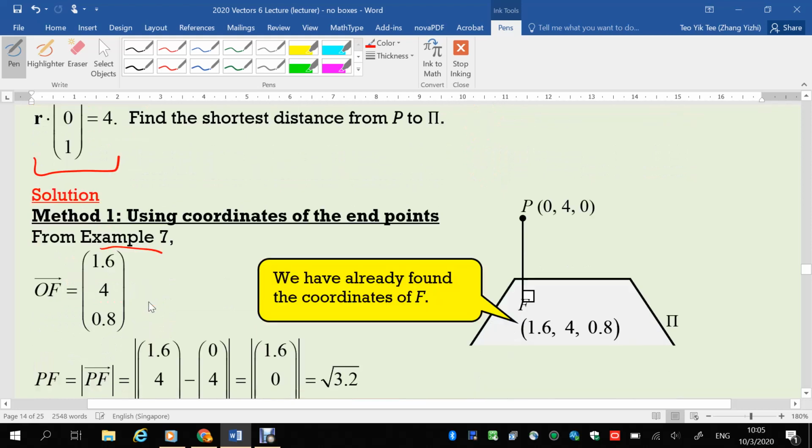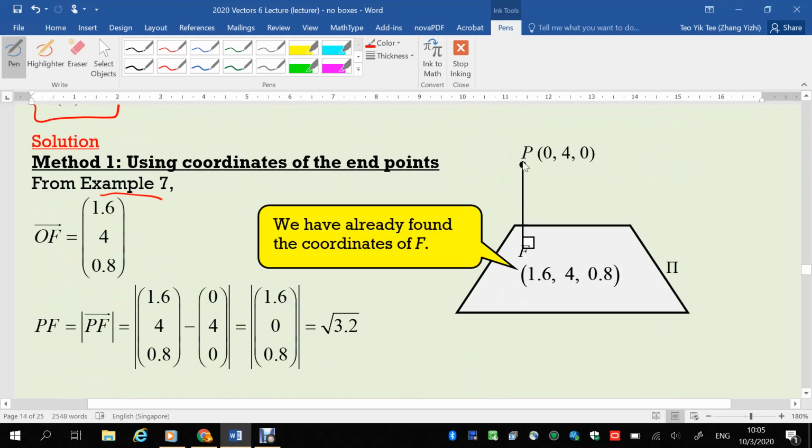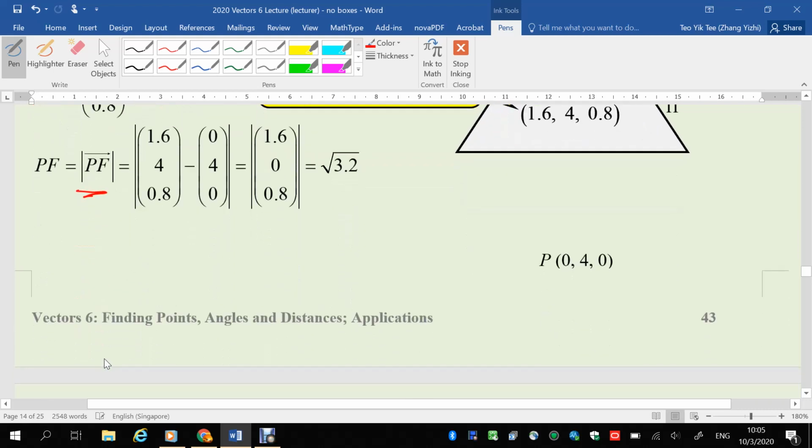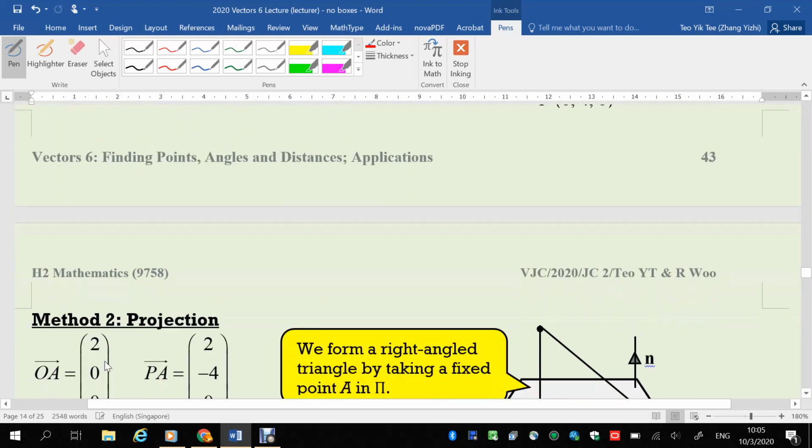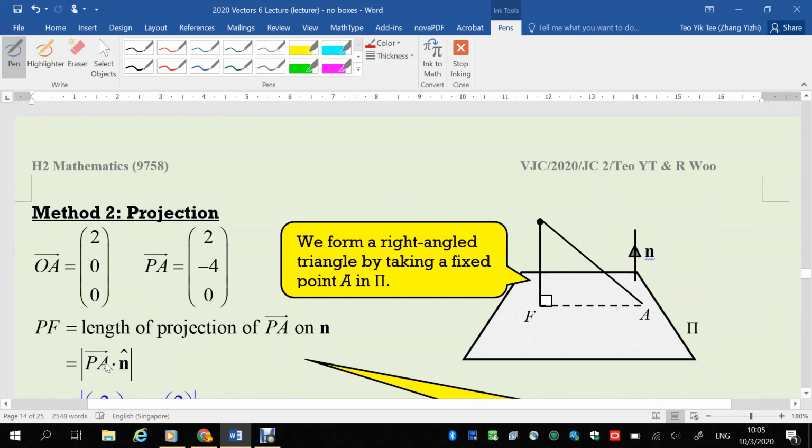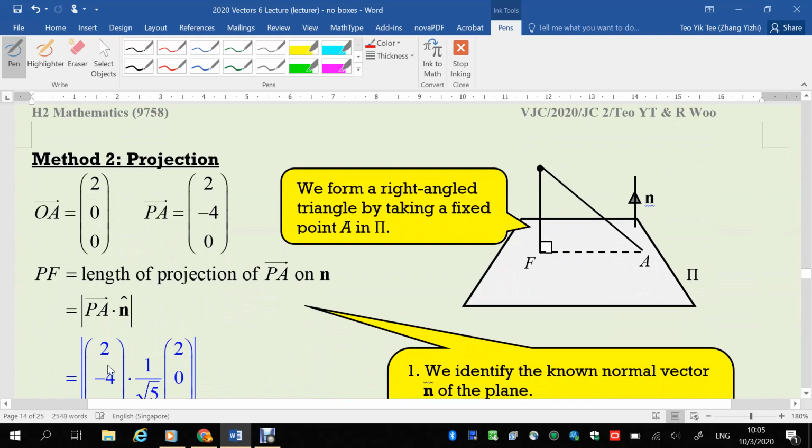And once I have the foot of perpendicular, I can find PF, vector PF, and hence thereafter the magnitude of PF. So this will be your method 1, which is very, very fast. Alternatively, I can use method 2, which is your projection method.